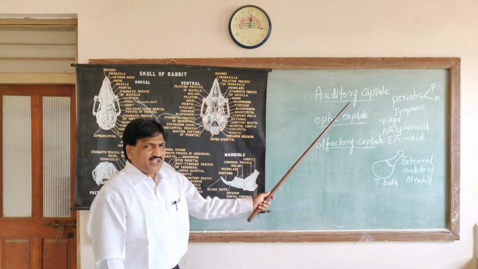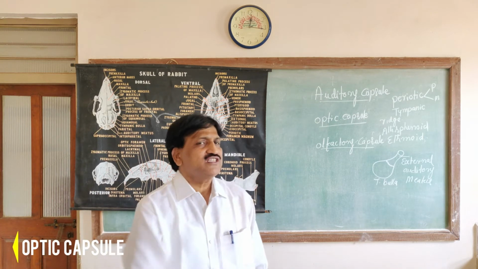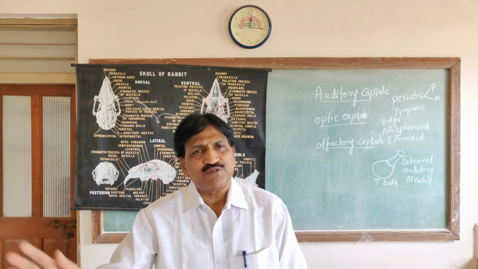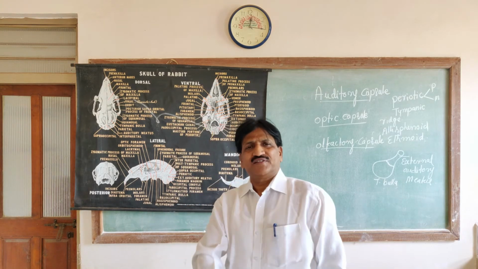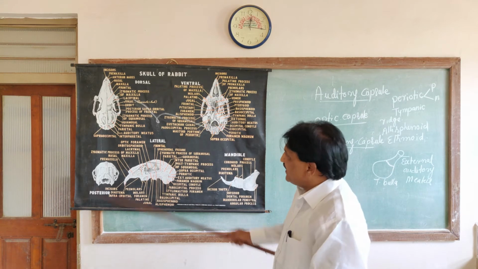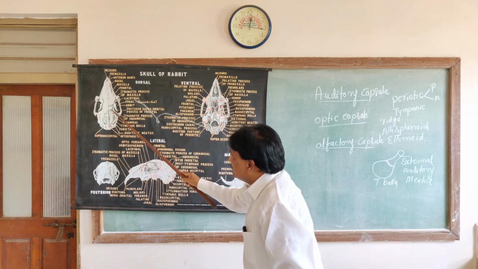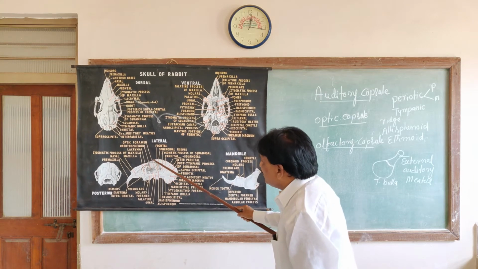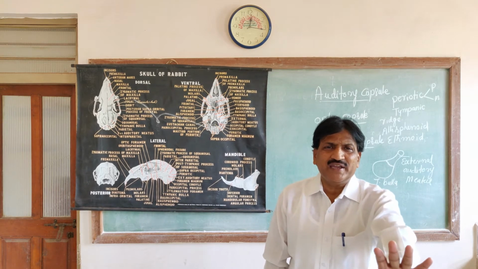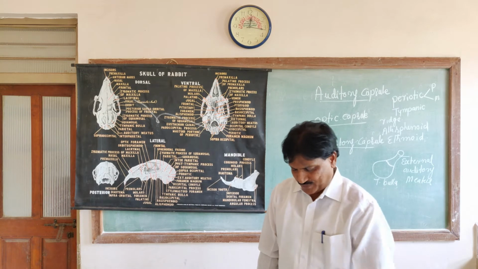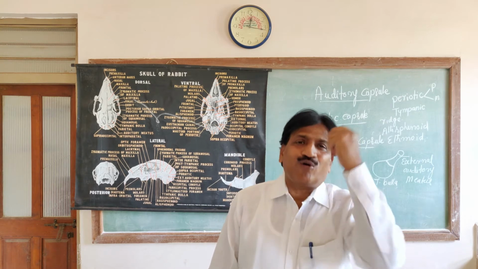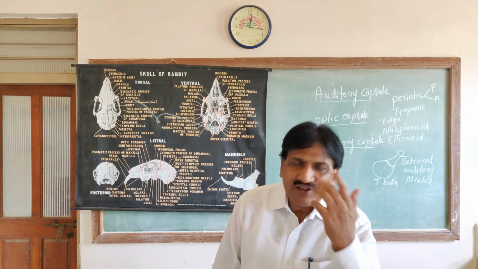The next one is the optic capsule. You have to write the position, that's very important. Whether auditory, olfactory or optic capsule, the position is very important. The optic capsule is present in the frontal segment, which is this part here. It encloses the eyeball, the organ of sight.